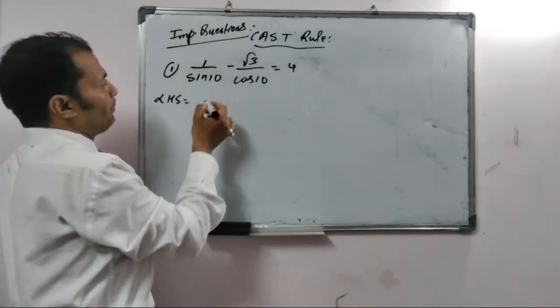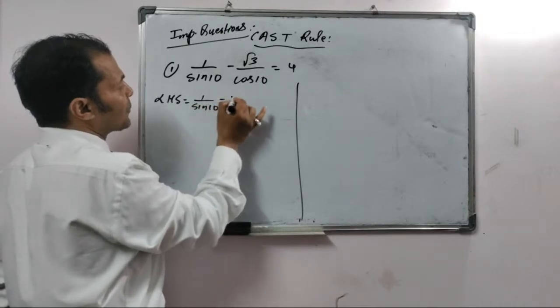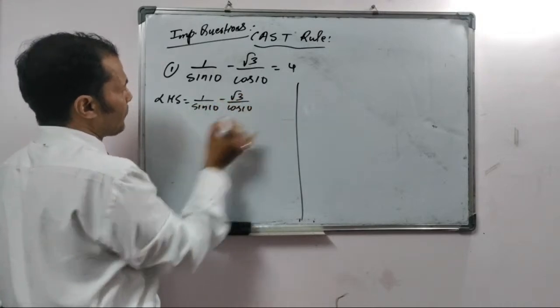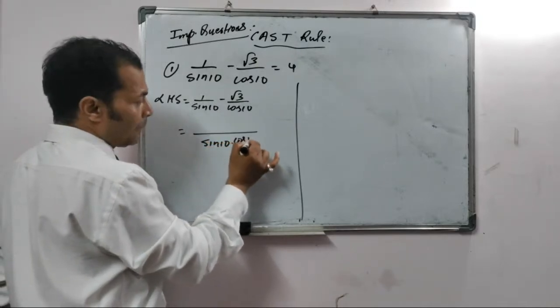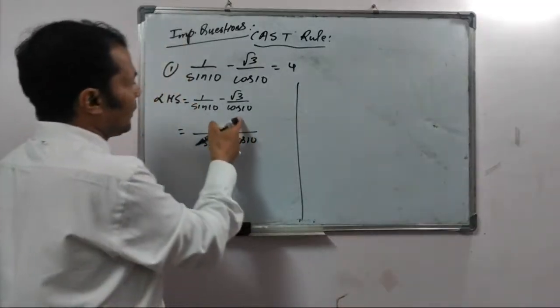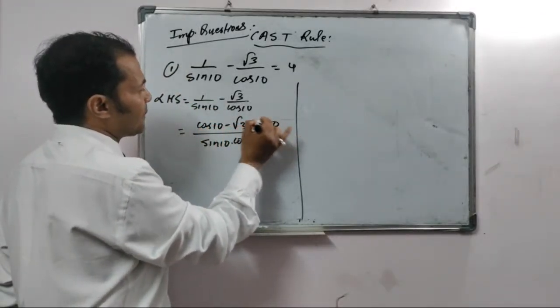Important questions. Again, 1 by sin 10 minus root 3 by cos 10. So look here. Take LCM. Sin 10 cos 10, right? Sin 10 cos 10. Now this cos 10 comes here. Cos 10 minus root 3 sin 10.